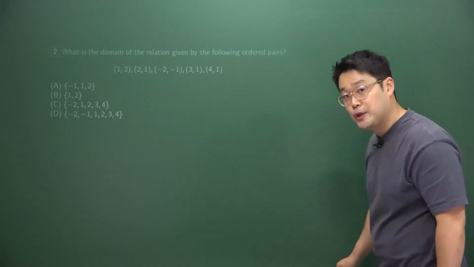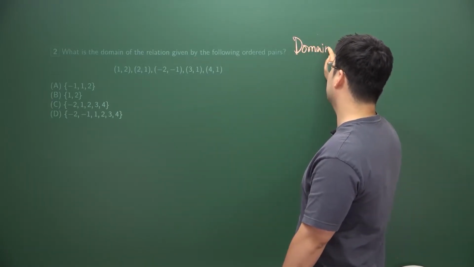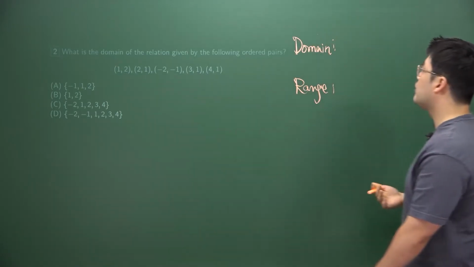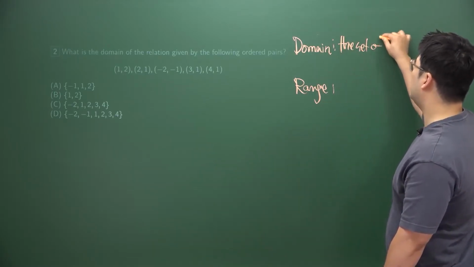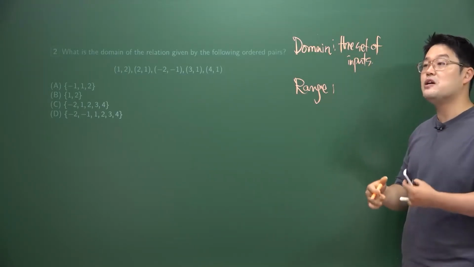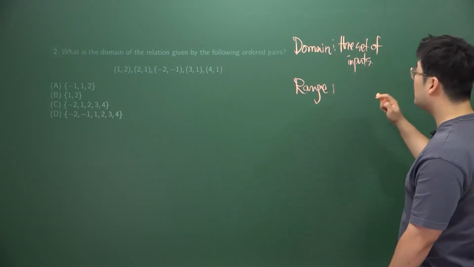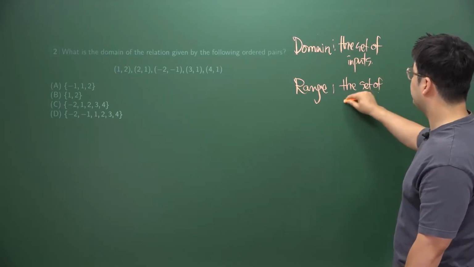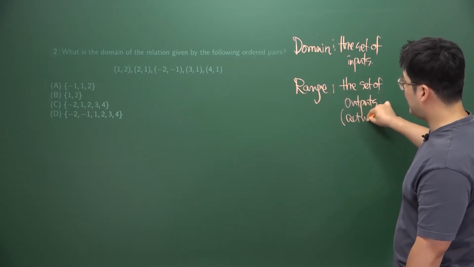Now, question number 2. It has a word: domain and range. Now, what is domain? Domain is the set of x values, all right? The set of inputs. We only count it once, even though it may appear multiple times. We just call it the set of inputs. And we have the set of outputs, the actual outputs, not the possible outputs.